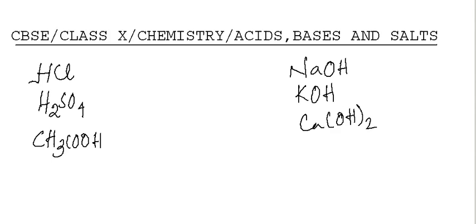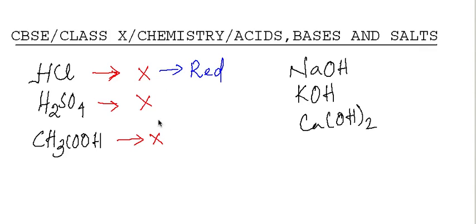Now if you take any red litmus paper or red litmus solution and you try to test it with or mix it with HCl, you take a drop of HCl on a watch glass and then add the red litmus paper or red litmus solution. What you will observe is there is no change. Same with sulfuric acid, same with acetic acid. But if you are taking a blue litmus paper, then that changes to red. Sulfuric also will change to red. This also changes to red.